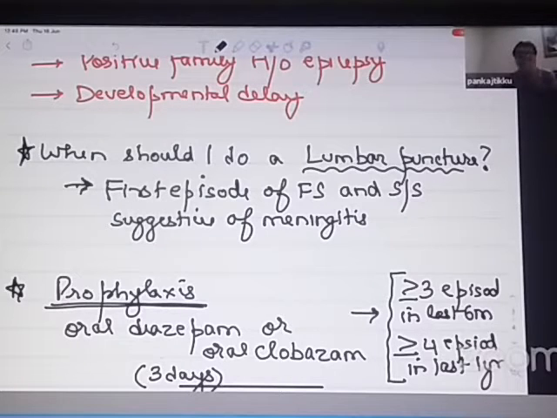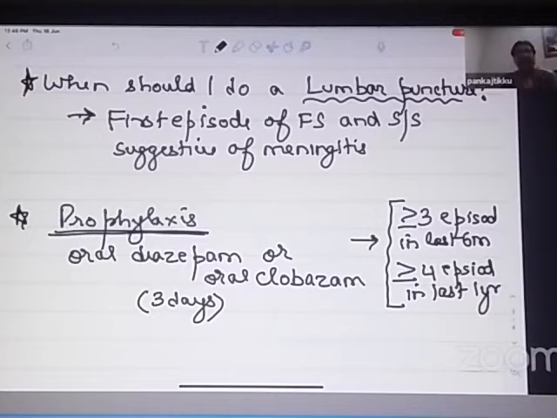If the child comes in a seizure, you have to obviously stop it by giving an anti-epileptic drug. Prophylaxis to prevent a seizure happening can be given by oral diazepam or oral clobazam and is not routinely given except when the febrile seizures are very frequent. And what is the indication? More than or equal to 3 episodes in the last 6 months, more than or equal to 4 episodes in the last 1 year. In these cases, yes, prophylaxis may be required. Otherwise, routine prophylaxis is not required.